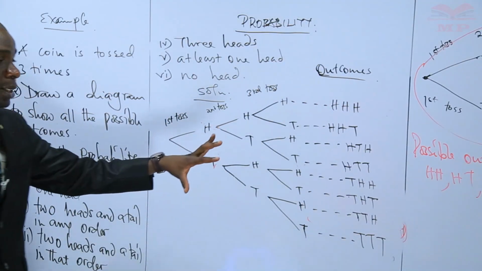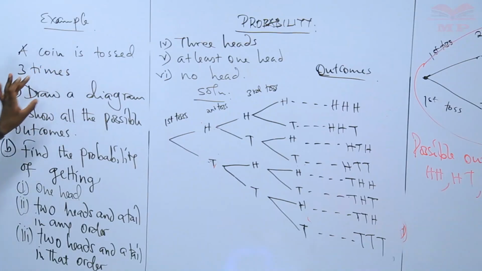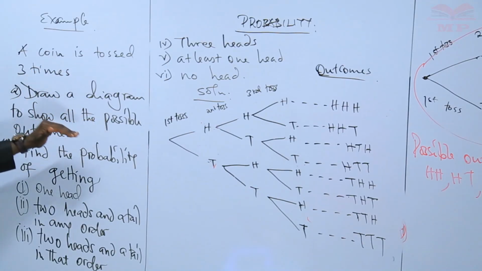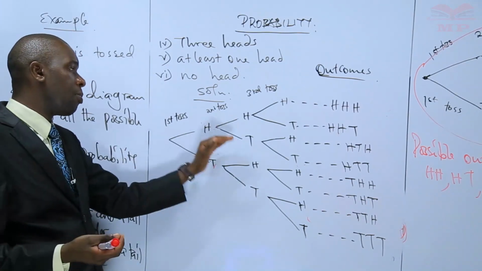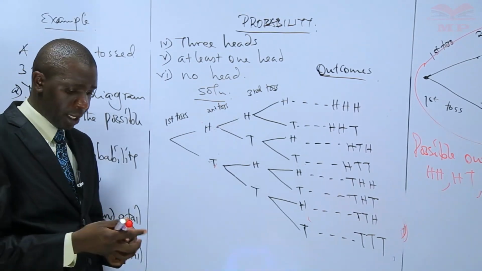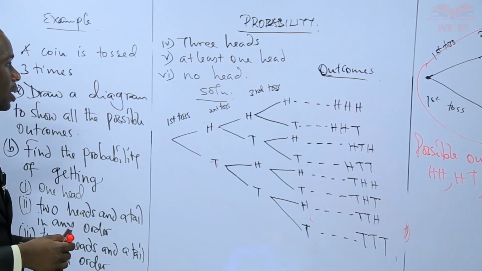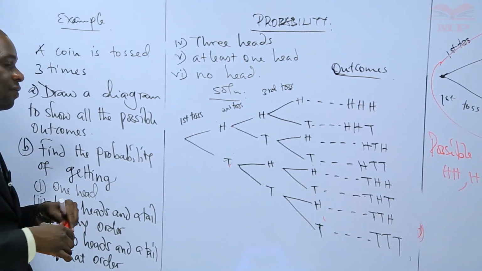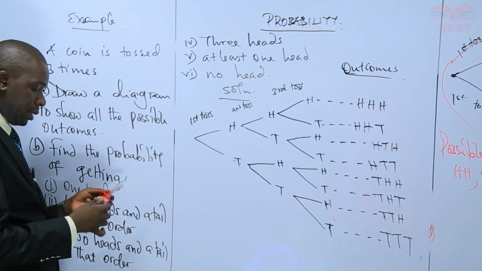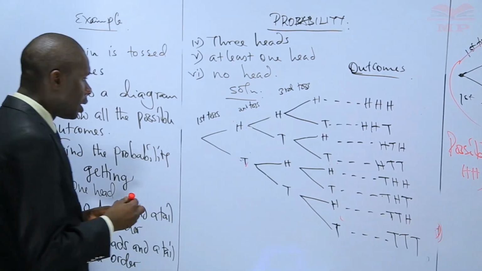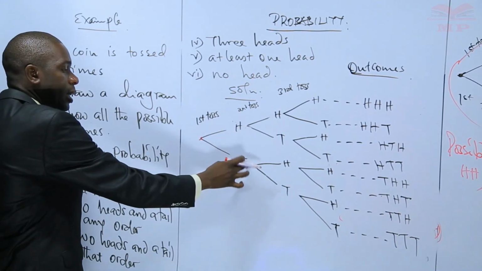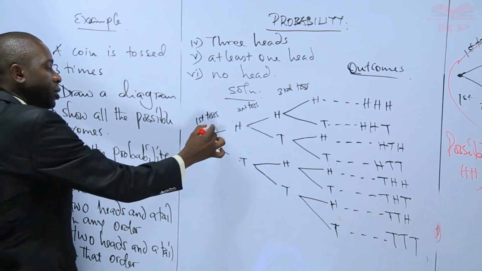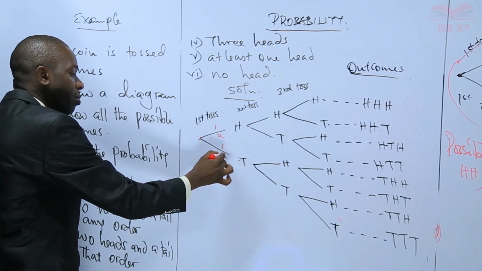So I want you to realize immediately that the first question required of you was to draw a tree diagram to show all the possible outcomes. Now, normally it is important to write the probabilities in each case. I want us to know that these are independent activities, such that in the first instance, for you to get a head or a tail, the chance is half-half. So the probability there is a half, and the probability is a half.